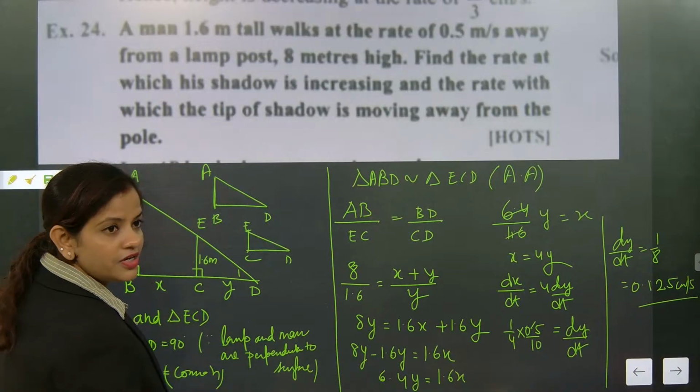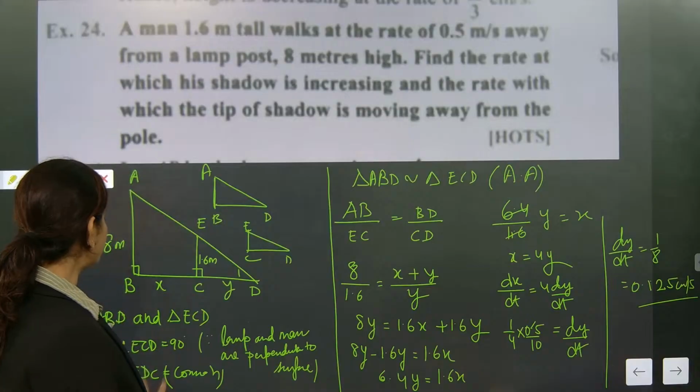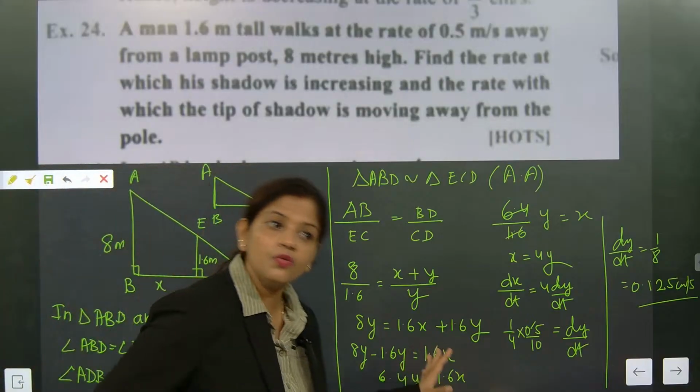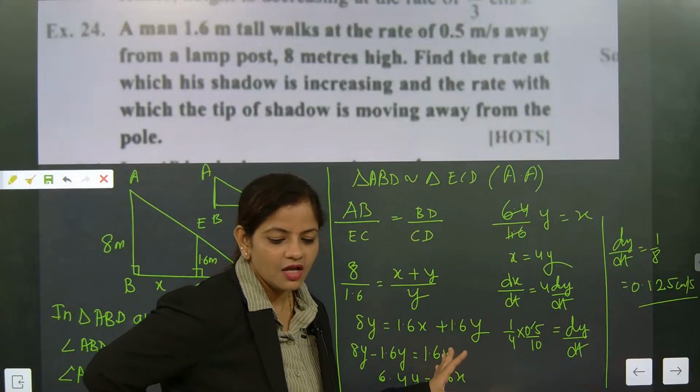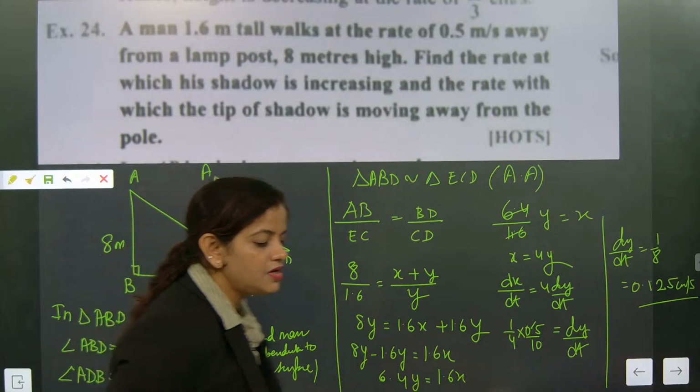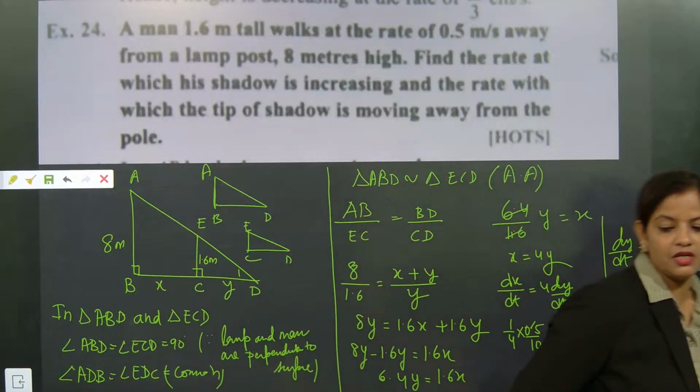Shall we go for the next one? This one understood? See, with the similar triangle concept, how easily it got solved. Correct? So when the similar triangle concept comes, you will be able to solve this question in no time.